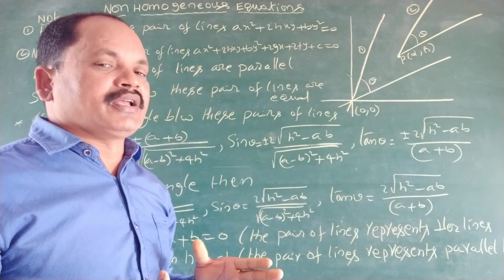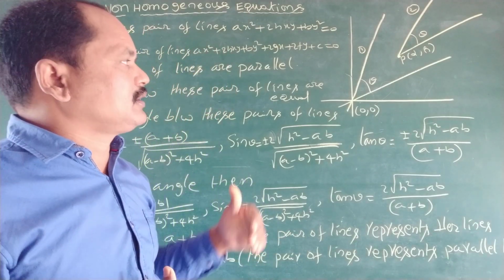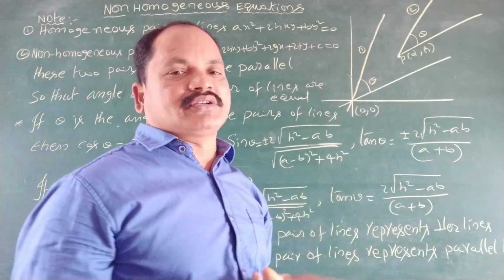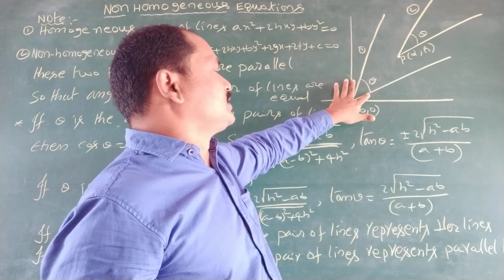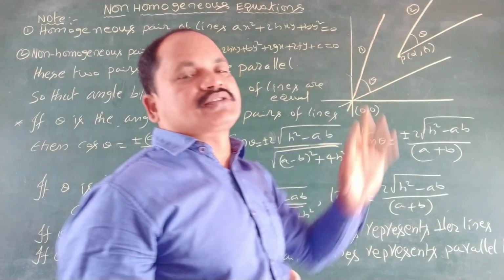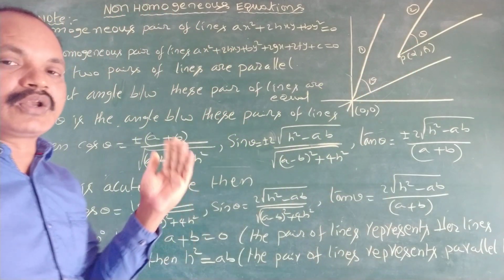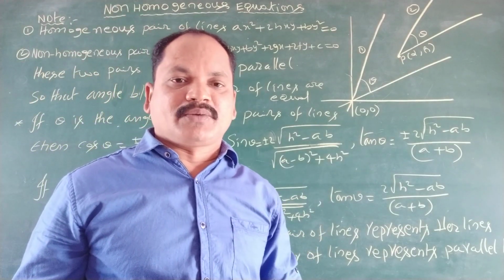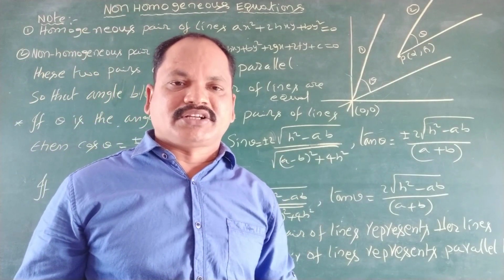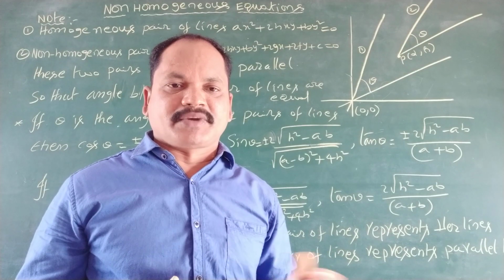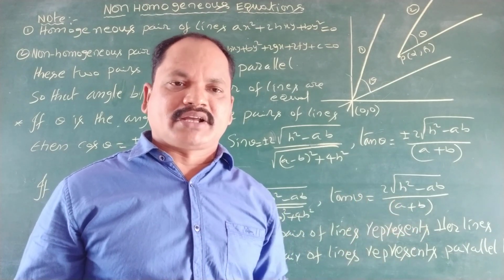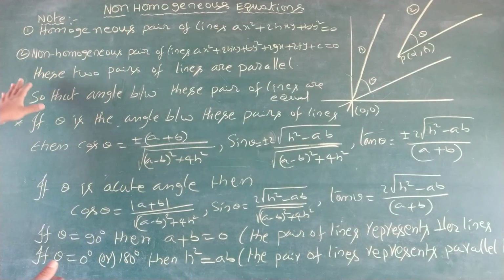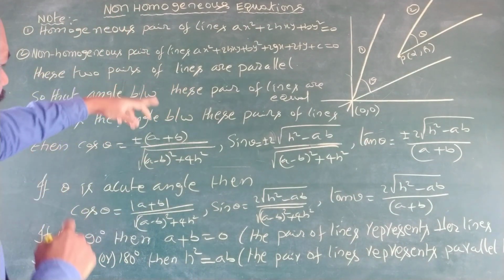Okay, that's why the angle for these two is equal, since parallel lines make equal angles. That's why if this one is theta, this is also theta. We already know the angle between the pair of lines theorem is completed. From that, cos theta is equal to plus or minus (a plus b) by root of (a minus b) whole square plus 4h square. Then sin theta and tan theta are also there. So according to that, the angle between these two pairs of lines is equal.